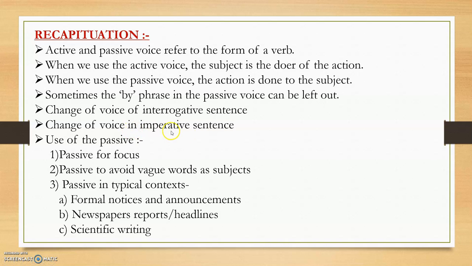Then change of voice in imperative sentence. What happens in imperative sentence? Sometimes we don't have the subject, right? So what do we do? We put the word let. So let is used when we are changing the voice in imperative sentences. Then use of the passive. We have passive for focus, and what we do, we focus on the happening, not on the one who's doing it. Then passive to avoid vague words. What are the vague words? We're talking about someone, okay? We don't know who the person is. So we avoid that vague word as subject by using passive voice.